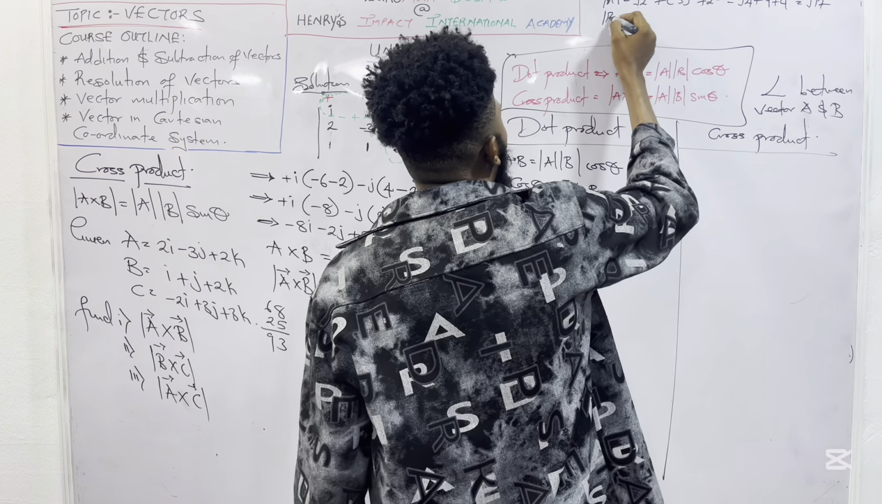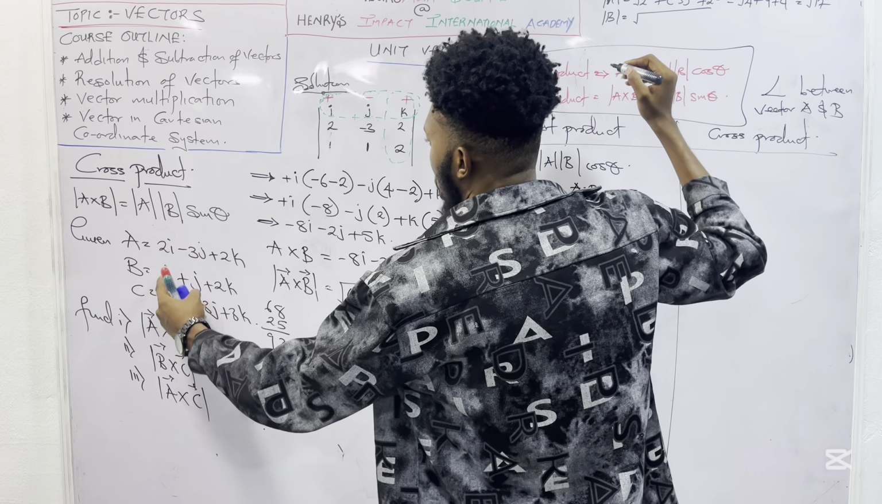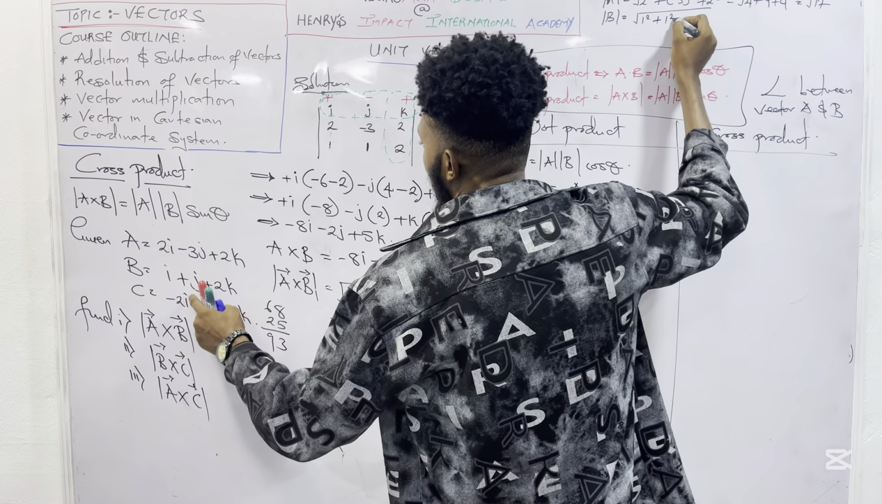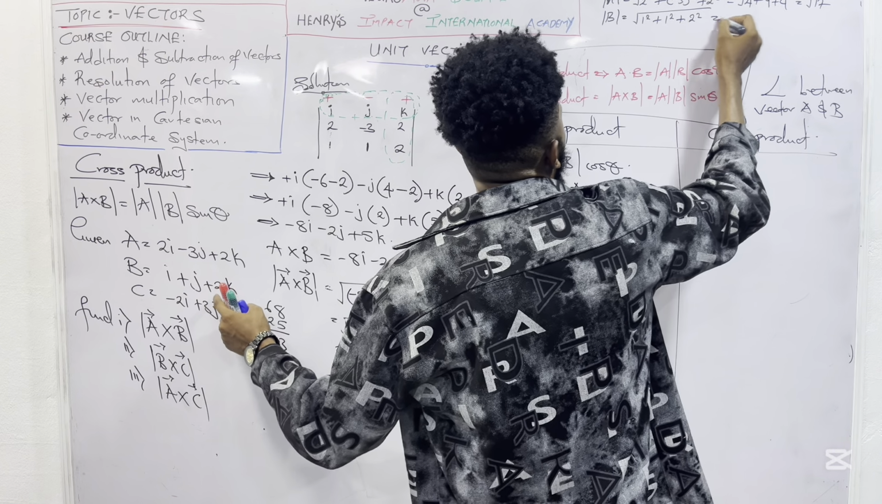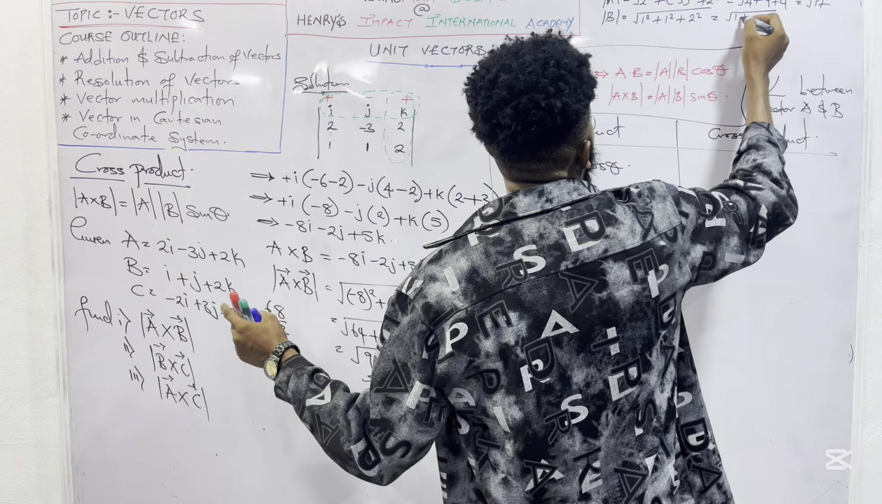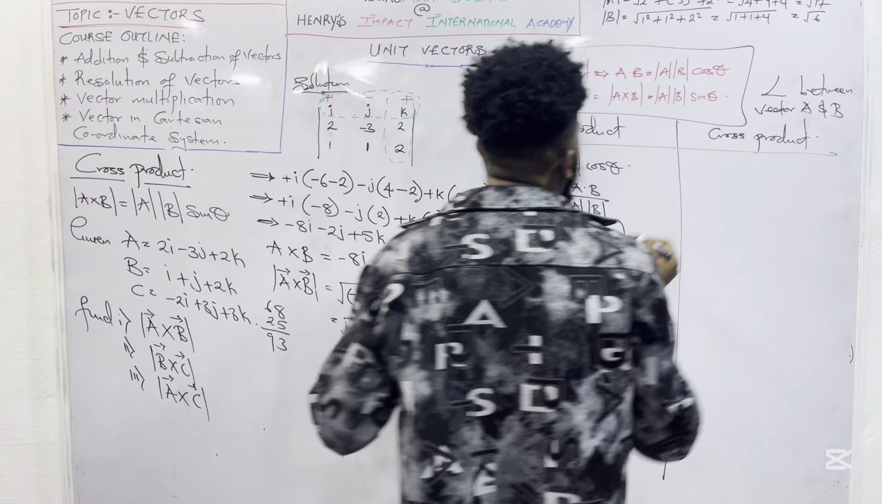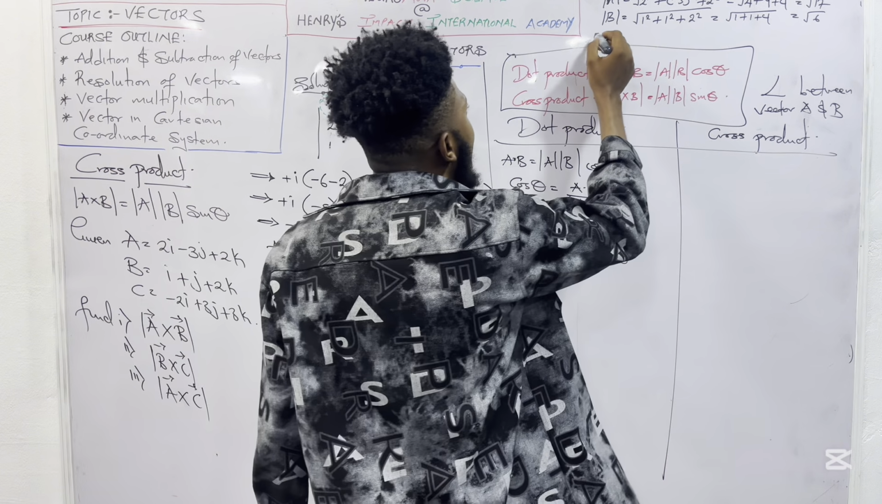Then modulus of B, on the other hand, should be giving us the coefficient of I, which is 1, plus 1 again for J, then plus 2 squared, and that will be giving us 1 plus 1 plus 4, which is square root of 6. All right, very good. So how about the A dot B?